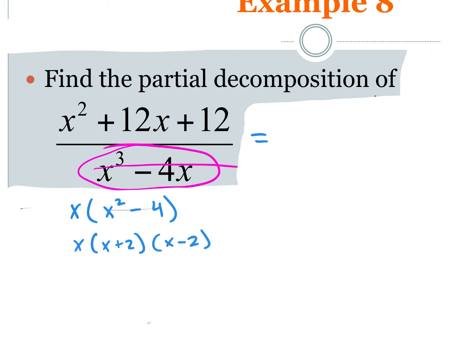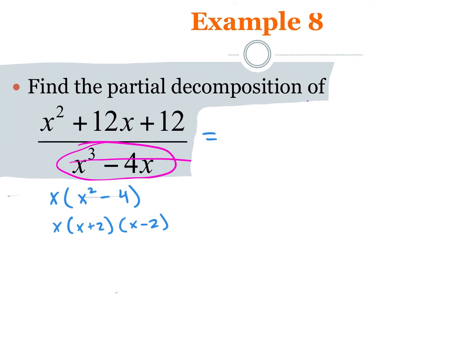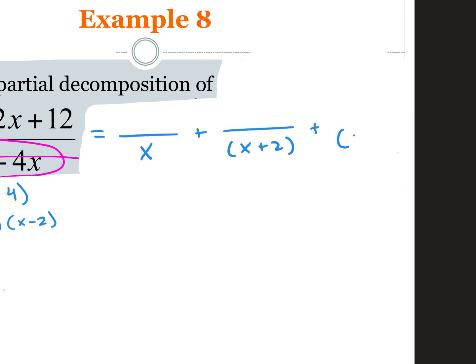So I have 3 different parts of my fraction on the right. So I have x, x plus 2, and x minus 2. And then A, B, C.